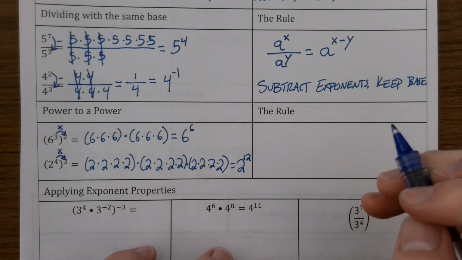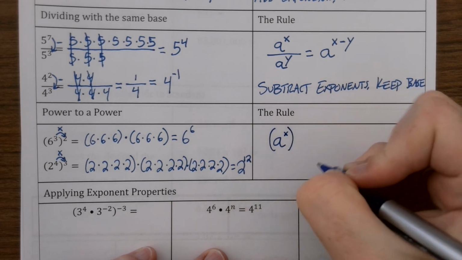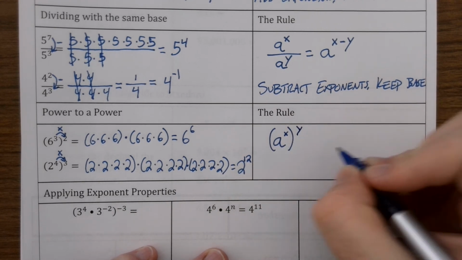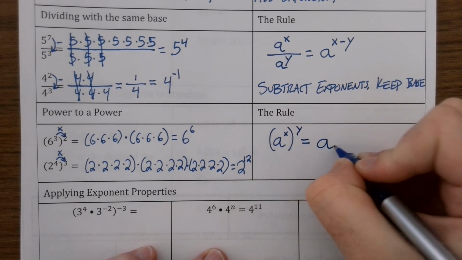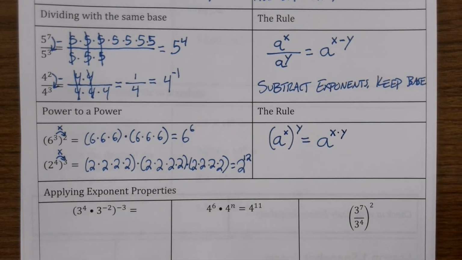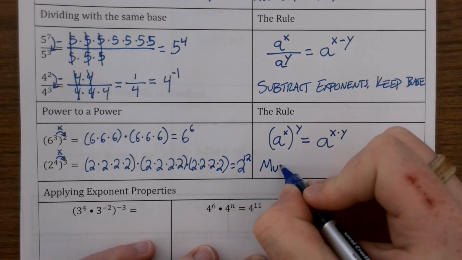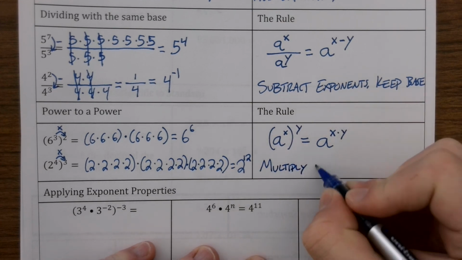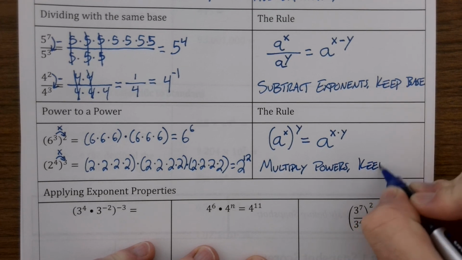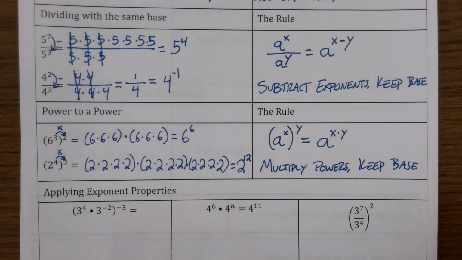So here's the rule. We have a base to a power in parentheses. We raise the whole thing to another power. To get that, we're going to keep the base and multiply the powers. X times y. In short, we multiply powers and keep the base. Long story short, keep the base for all of these.